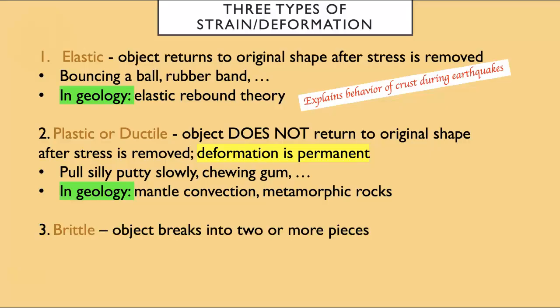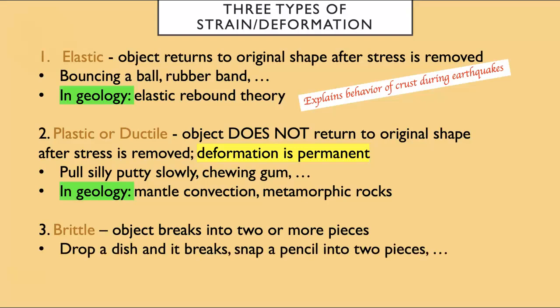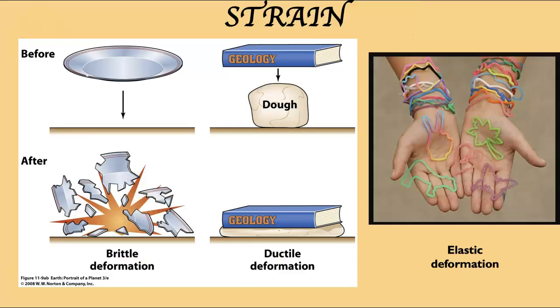Finally, the third one is probably the most obvious one. Brittle deformation is simply when an object breaks into two or more pieces. So if you drop a dish and it breaks, that's brittle deformation. Or if you snap a pencil in two, brittle deformation. In geology, importantly for our discussion, the motion along a fault, when rocks break and there's movement on either side, that is brittle deformation.